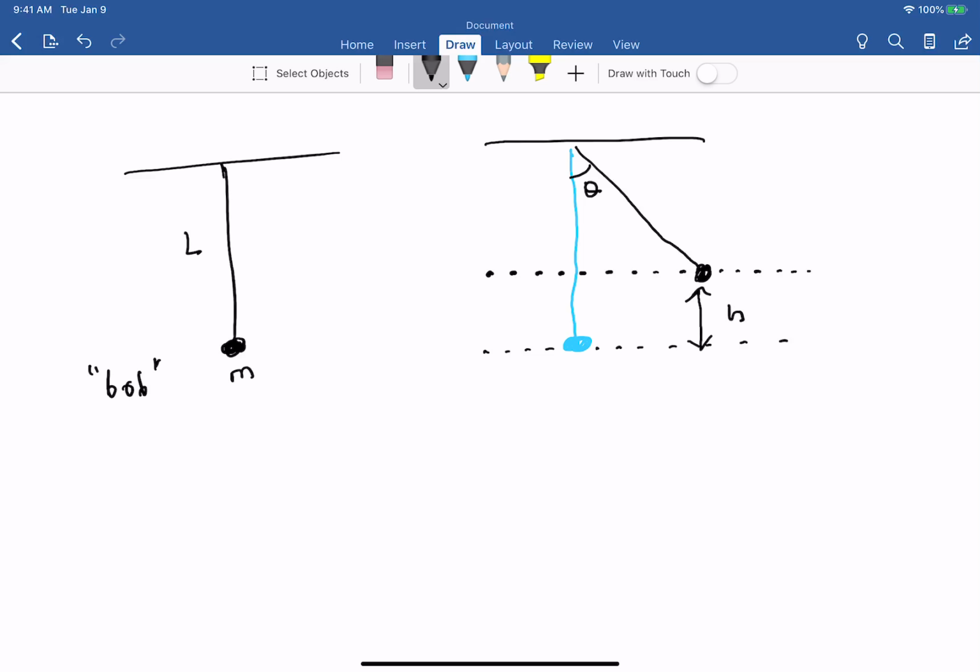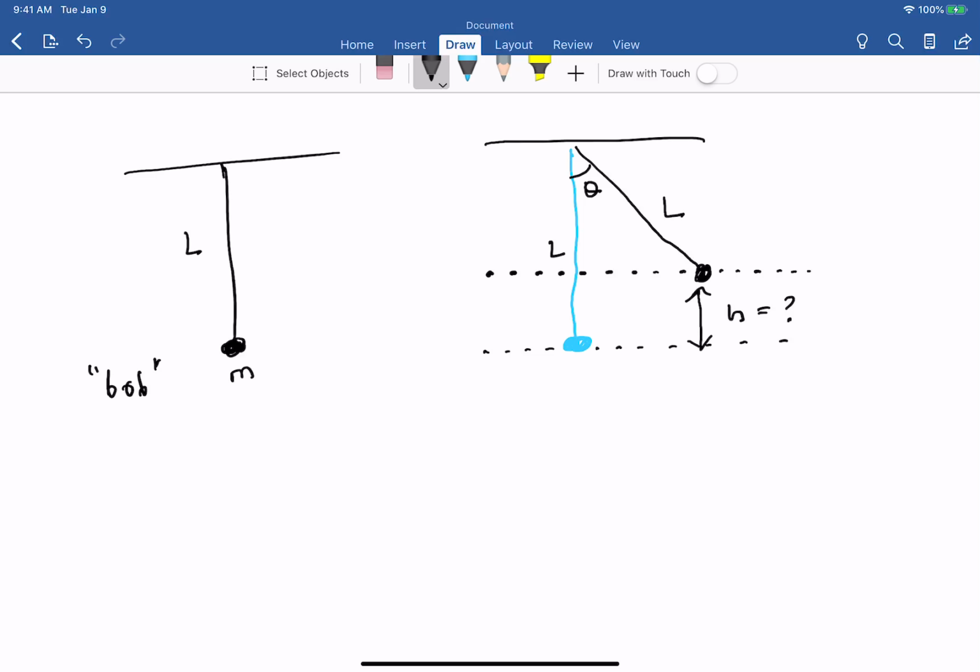And we have to figure it out in terms of the length of the pendulum, which is L, and the angle theta. So this is also L. So in terms of L and theta, we have to solve for h. That is what the question is asking. How do we solve this? Well, this has nothing to do with physics. It's just a little trig problem.